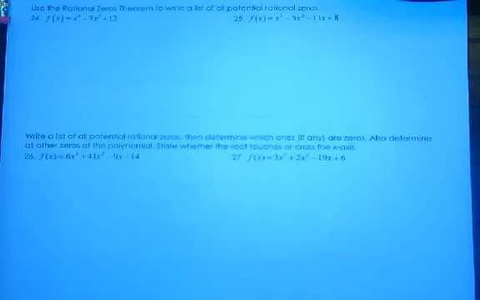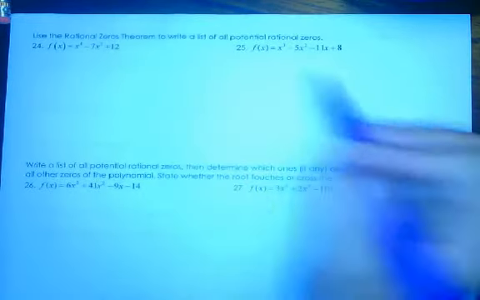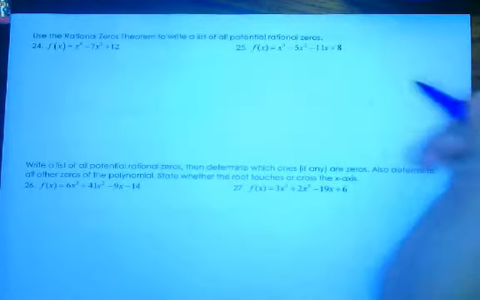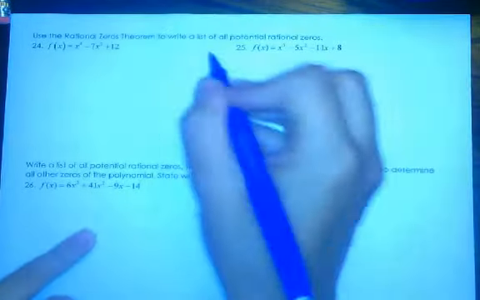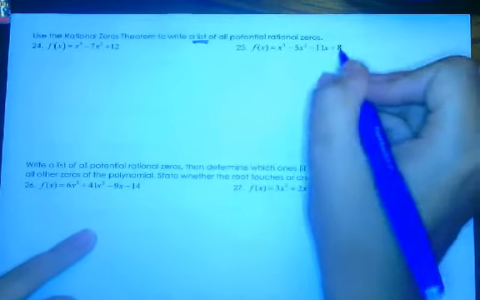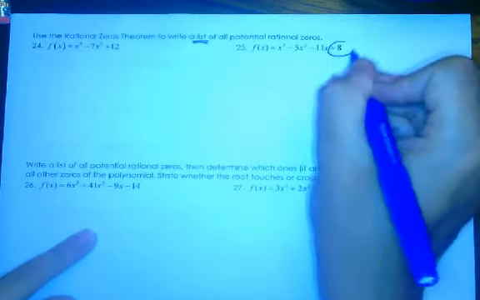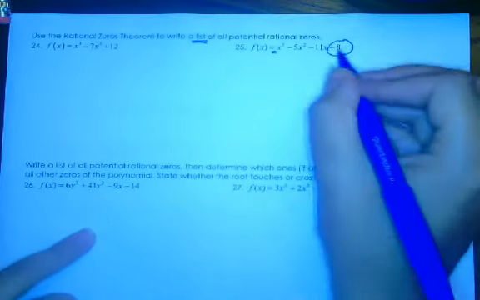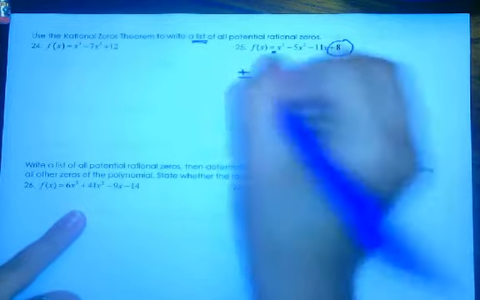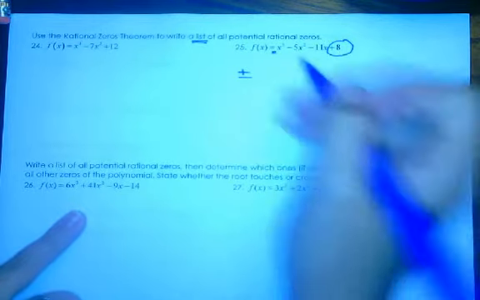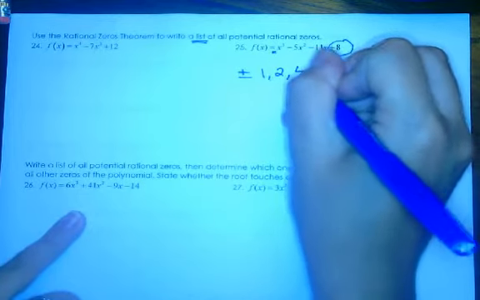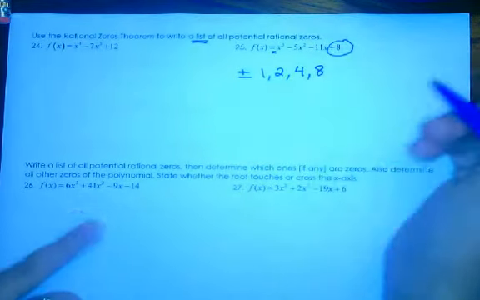Okay, for number 25 over here, 24 and 25, they're just asking us to write the list. They're only asking us to write the list here, so it doesn't say anything about testing them. We'll do that on the next one. So here, to write the list, what you want to do is you have to look at two things. You have to look at the constant at the end, and you have to look at the coefficient in the front. So the first thing you do is we say it's plus and minus all the factors of 8. So 1 goes into 8, 2 goes into 8, 4 goes into 8, and 8 goes into 8.